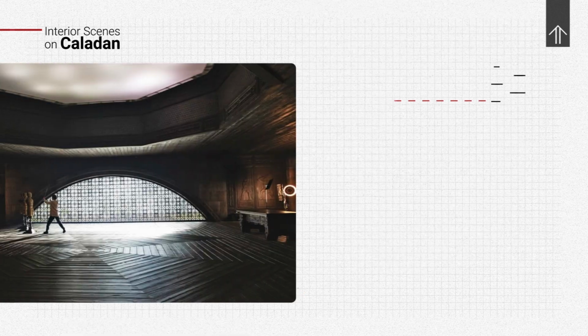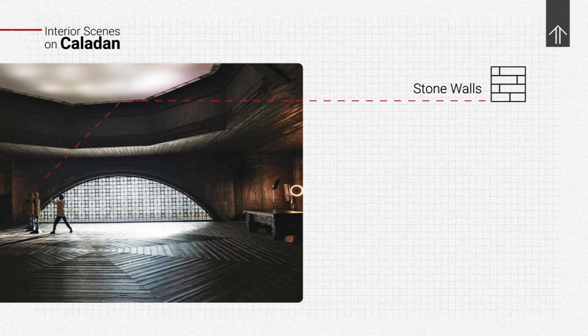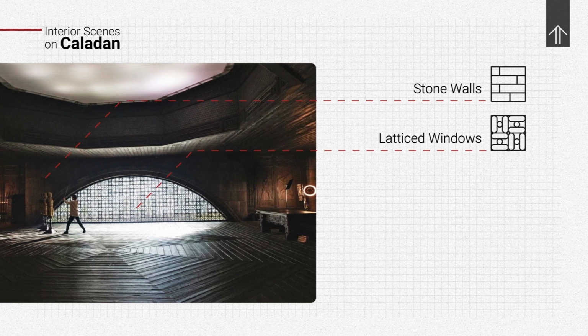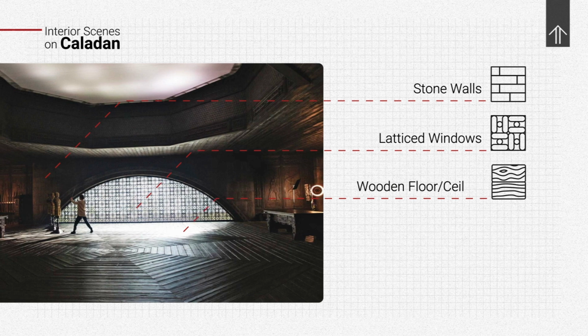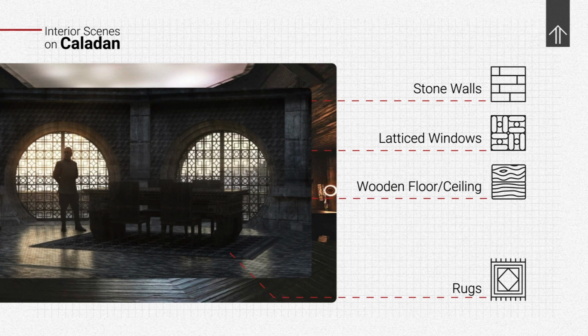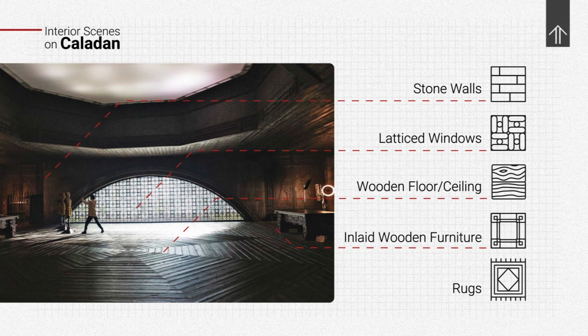Material palette includes stone walls for the structure of the building, naturally for its long-lasting feature, latticed windows as a royal feature to the space, to keep the feeling of the space warm, wooden floors and ceilings, Persian rugs, once again as a royal feature, inlaid wooden furniture, wooden reliefs on the walls, and so on.